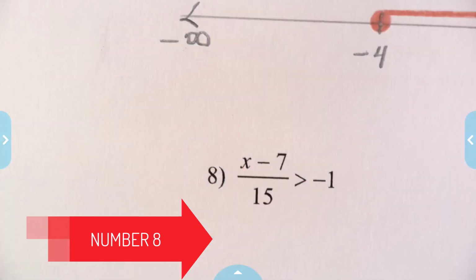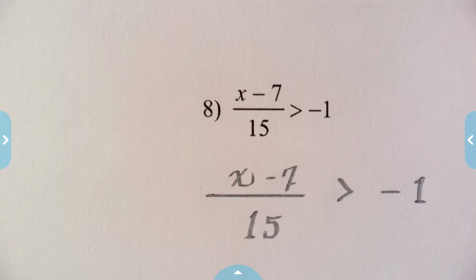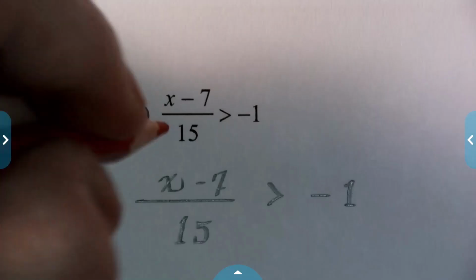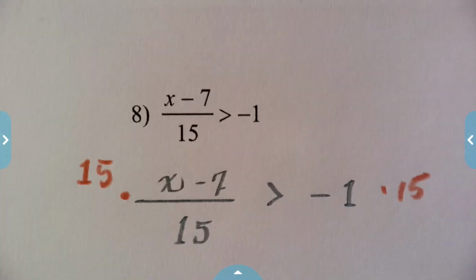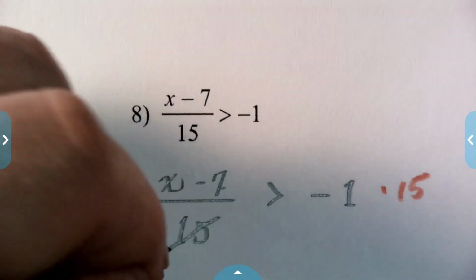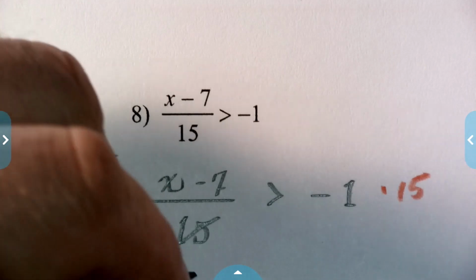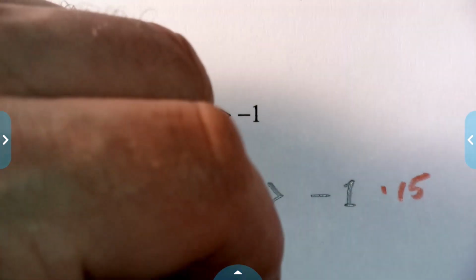Same basic situation, ladies and gentlemen. We have x minus 7 over 15, okay, is greater than negative 1. And I can just multiply both sides by 15. That cancels out this denominator, leaving behind x minus 7 is greater than negative 15.